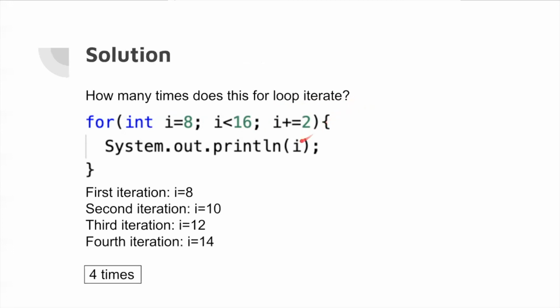So the answer is 4 times, because the first time it iterates, i is equal to 8. And then the second time it iterates, well, first it increases i by 2, so it's now 10. All right, 10 is less than 16, so it runs. And then after it finishes, it sets i to 12, and 12 is still less than 16. And then afterwards, i becomes 14. So after it finishes the 4th iteration, it increases i by 2 again. And so i is now 16, and 16 is not less than 16. So after the 4th iteration, the for loop stops. So the answer is 4 times.